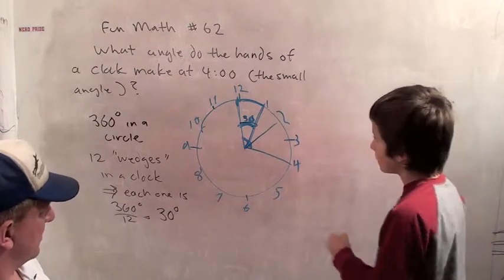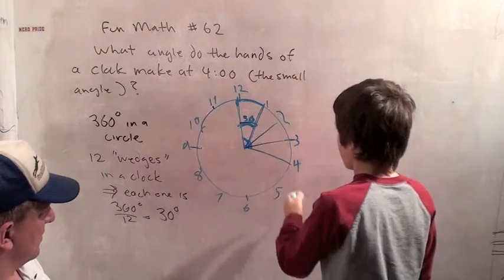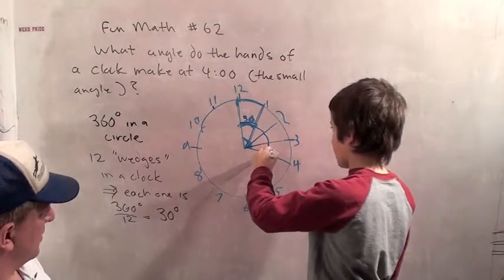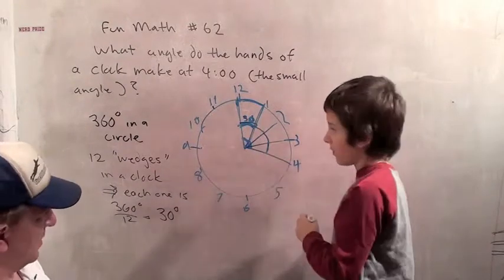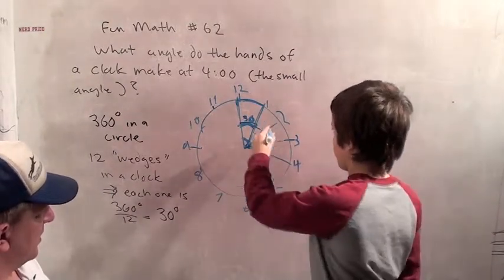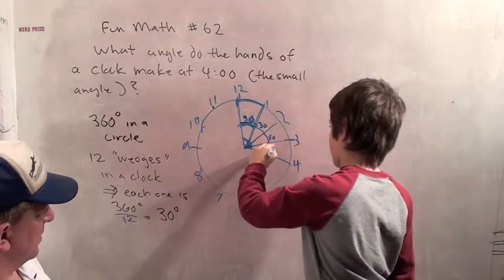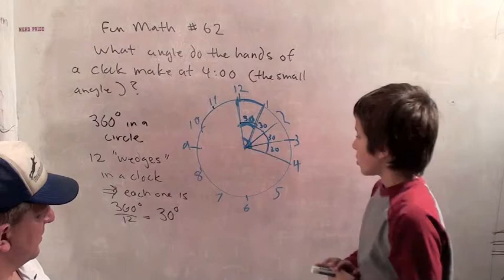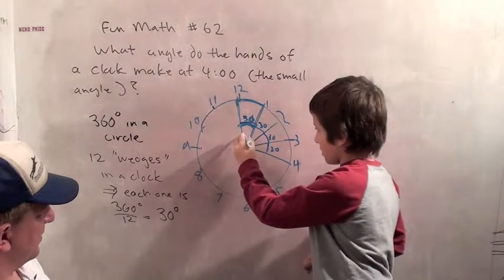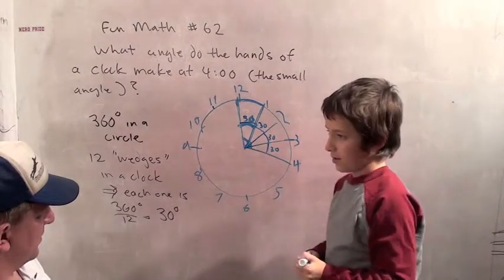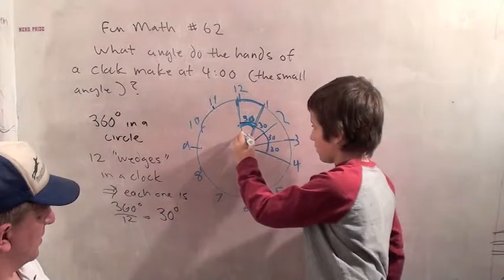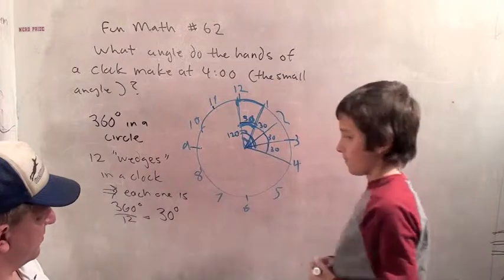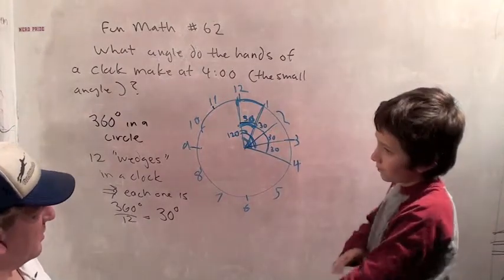Well, we have four wedges in from 12 to 4. And each of the wedges is 30. So this angle is 120 degrees. That angle is 120 degrees. Okay, all right, very good.